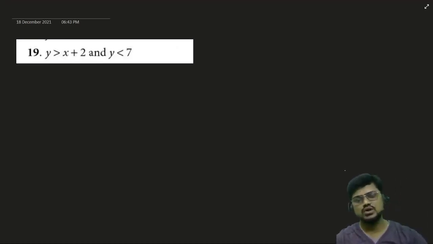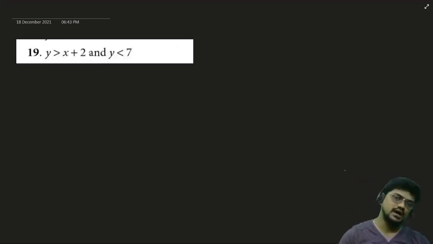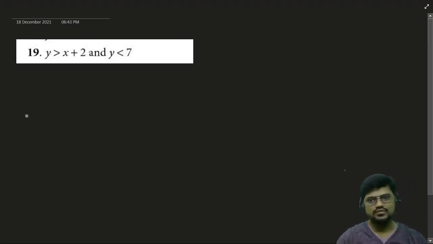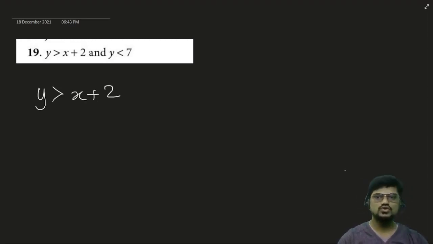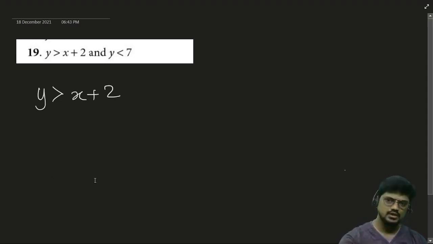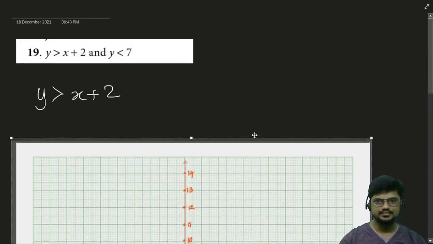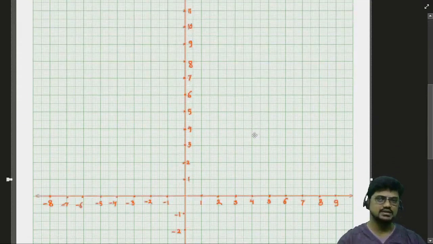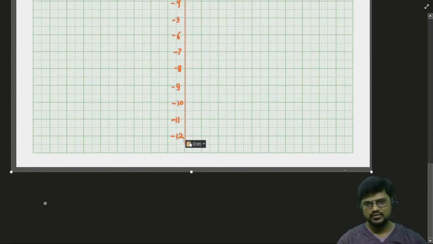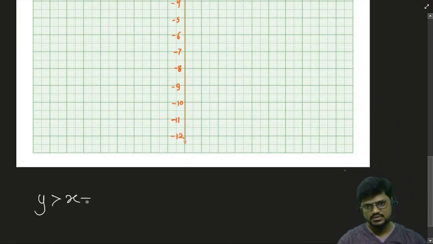Now, if I have to draw the graph of this, what we have to do? What they have given, y is greater than x plus 2, right? So first I'll plot the graph. Just a moment. Let me take the graph. If I plot a graph over here, what is your equation? Y is greater than x plus 2. So I'll write it over here first.